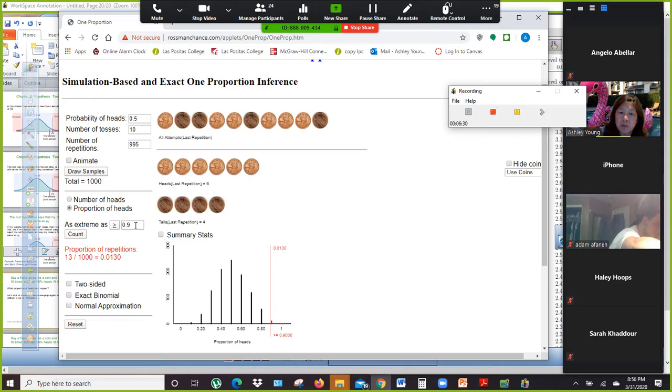And out of those 1,000 times, how many of those 10 coin flips had 9 out of 10 heads, 90% heads? I got 13 this time. Last time I got 7 out of 1,000. That's less than this. This is 1.3%.